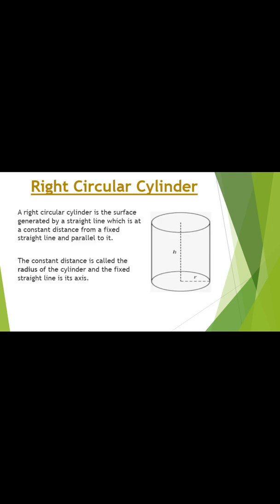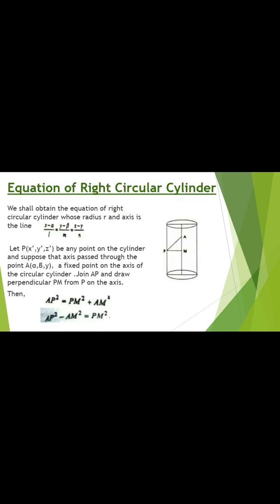Now what is a right circular cylinder? As we know, a right circular cylinder is the surface generated by a straight line which is at a constant distance from a fixed straight line and parallel to it. The constant distance is called the radius of the cylinder and the fixed straight line is called its axis. Now what is the equation of a right circular cylinder?